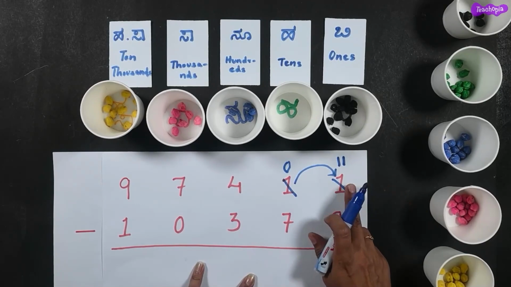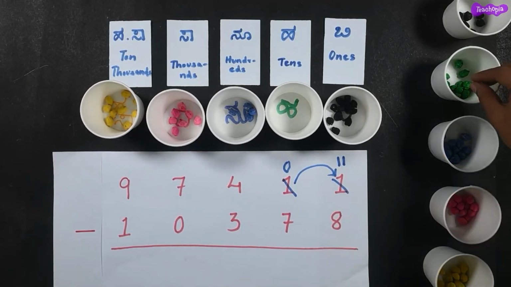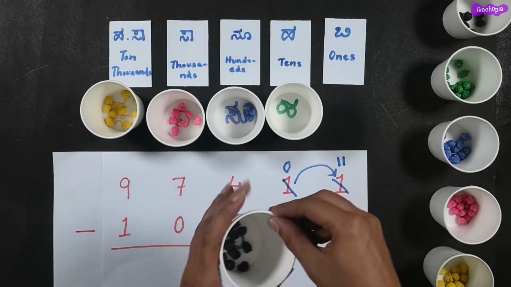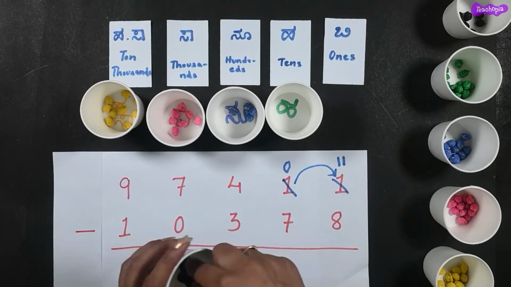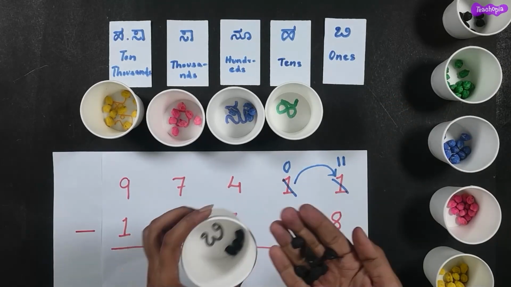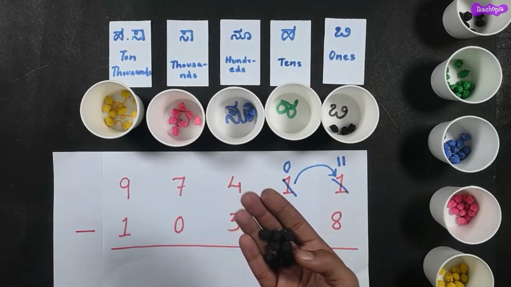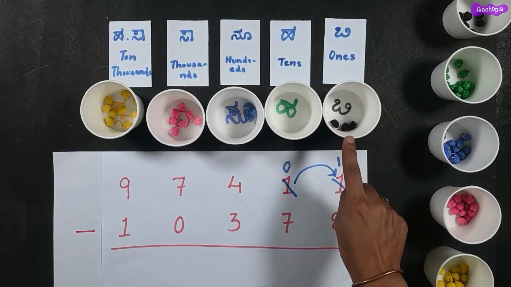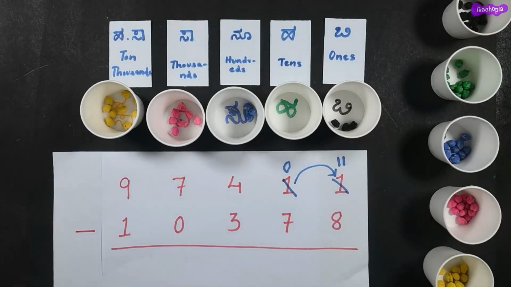We can now subtract 8 units from 11 units, and this means we have to remove 8 black colored grains from the cup in the units place. From the 11 black grains in the cup, if we remove 8 black colored grains, 3 black colored grains will be left with the cup at the units place. So, we write 3 in the units place of the difference.